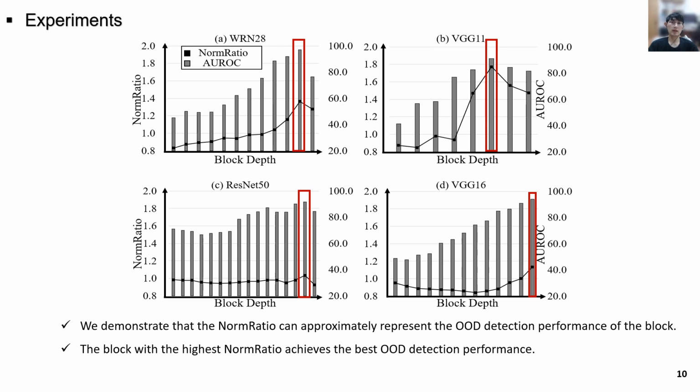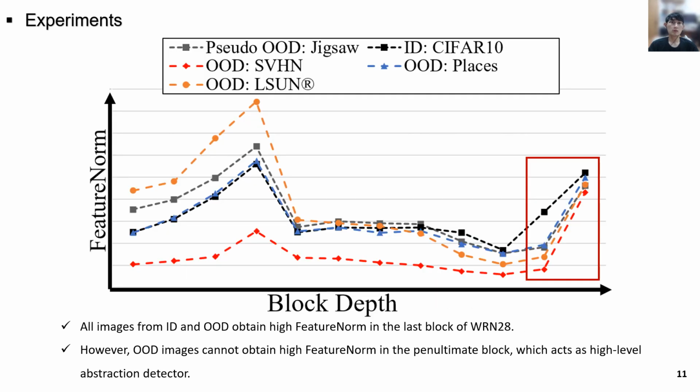For instance, in the case of wide ResNet 28, the penultimate block, which shows the highest norm ratio, also produced the highest OOD detection performance. Furthermore, we present evidence that the jigsaw puzzle can effectively serve as a pseudo-OOD example. In the shallow layers of the network, the jigsaw puzzles exhibit a high feature norm. However, in line with our expectations, it demonstrates a low feature norm in the deeper layers. This is due to the fact that the jigsaw puzzle lacks high-level abstraction information, as it has distorted semantic information.